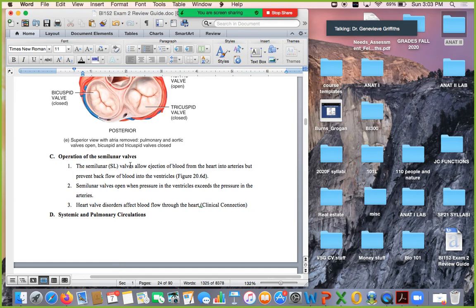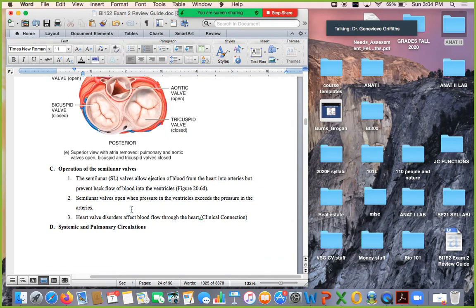Now, the semilunar valves are going to allow blood to leave, but not come back, right? These are like bouncers at 1 a.m. You can exit the club, but you can't come back in. And the semilunar valves are going to open when the pressure inside the ventricles exceeds the pressure in the arteries. And that happens when we're going to squeeze those ventricles really hard, forcing that blood to pop outward. And we can have heart valve disorders, like a leakage or a hole in these valves, or that eversion that we were talking about, that can allow blood flow through the heart to be diminished.